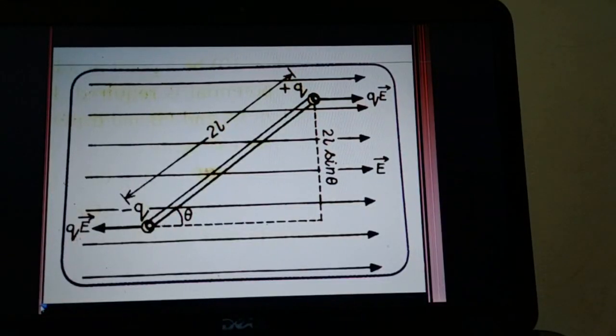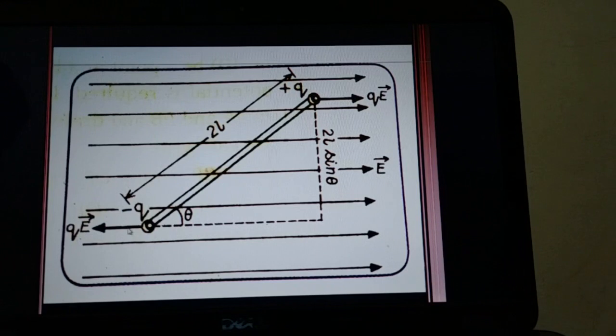Getting confused? Come, I will show you. See the diagram? A uniform electric field is there. A dipole of charge q and length 2l is placed, making an angle theta with the direction of the electric field, and QE. This diagram is familiar to you. You have already gone through this diagram. I have repeated this diagram only, and you just remember what you have done here.